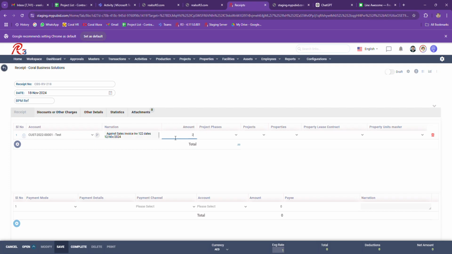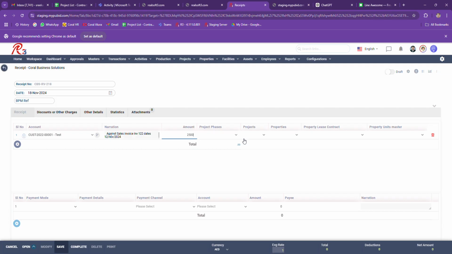So we are going to give 2500 dirham, and you can select the analytics also. There are different analytics here: project phases, projects, and properties. Did you learn about the analytics? No, everywhere you have only a vague idea, right? Don't worry about this. These are not bigger things.